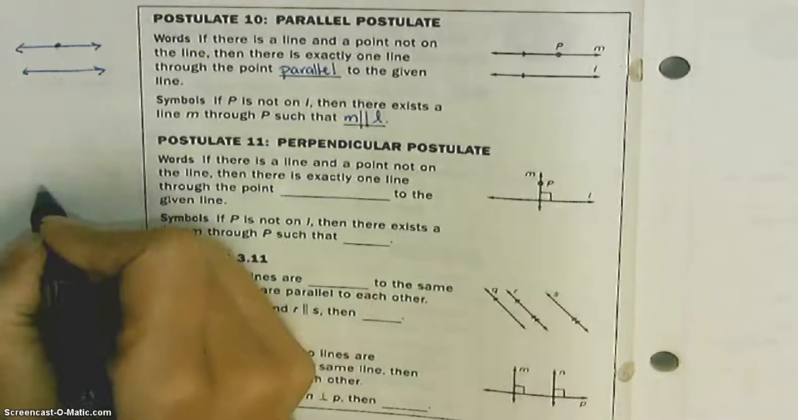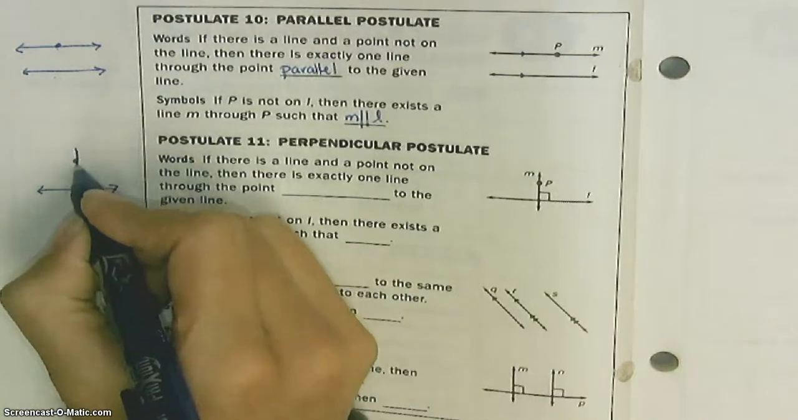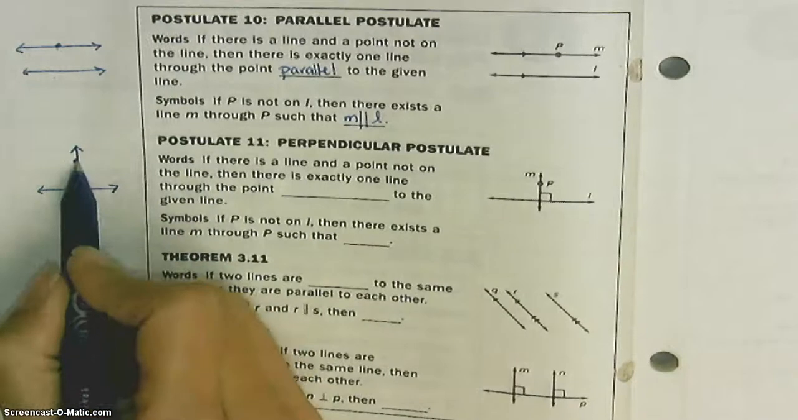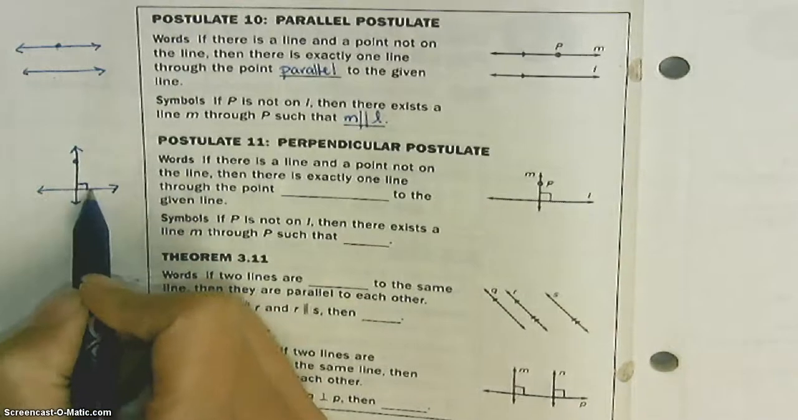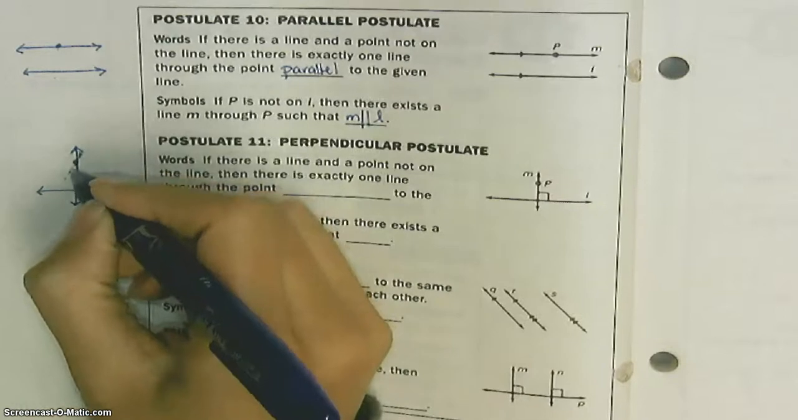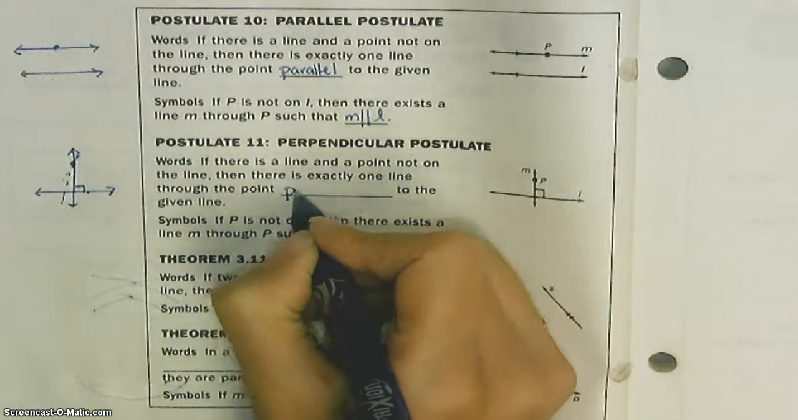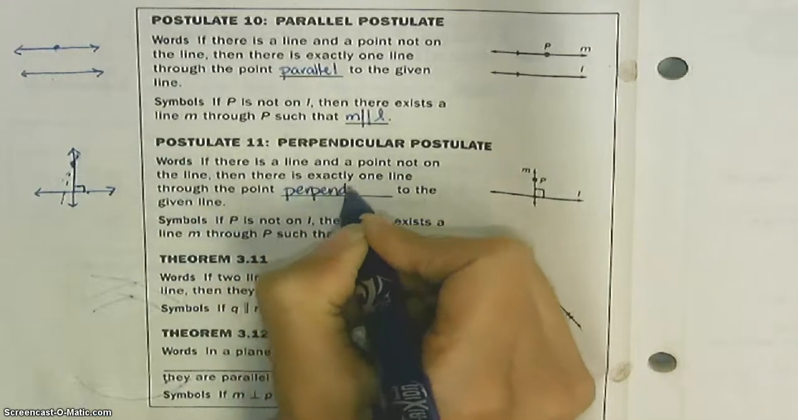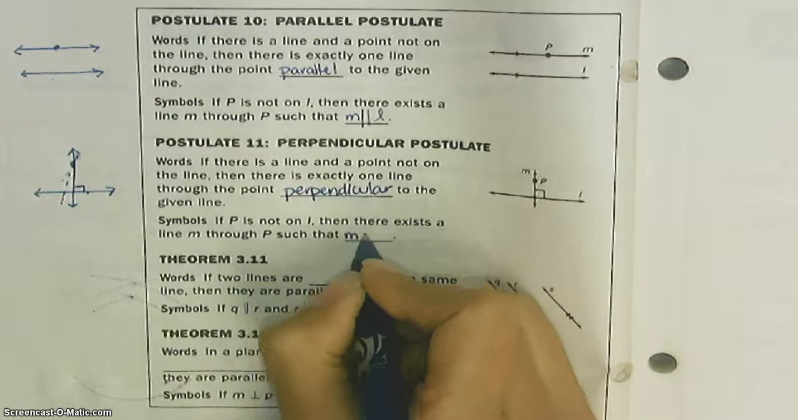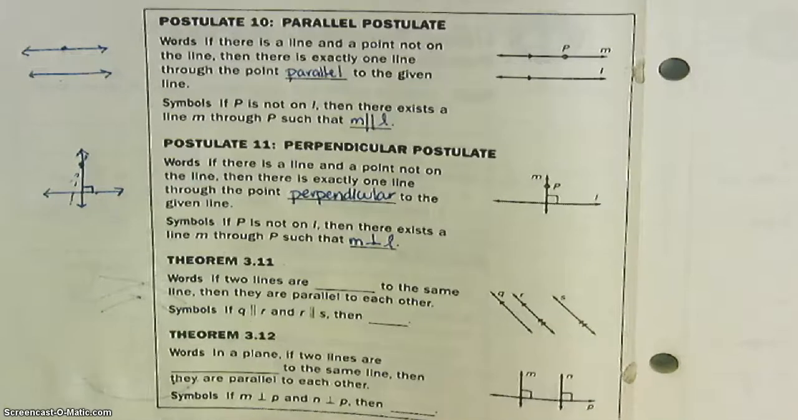Similarly with perpendicular, if we have a line and a point not on the line, and if I draw a perpendicular line, that's the only perpendicular line through that point to that line. I couldn't draw one over here. That's not going to be perpendicular. Even if I get really, really close, that's not going to be perpendicular either. There's only one line that makes M and L perpendicular.